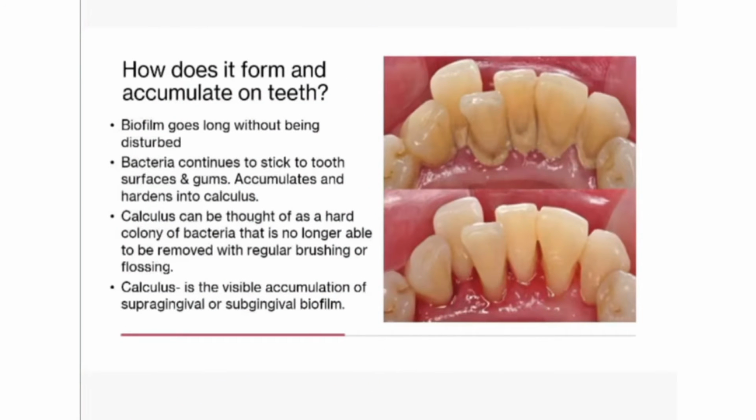When bacteria goes long periods of time without being disturbed and the bacteria continues to stick to the tooth surfaces and gums, the accumulation eventually hardens into calculus. The visible accumulation can happen supragingival, meaning above the gum line, or subgingival, meaning below the gum line. Calculus buildup can be mechanically removed during a regular dental cleaning visit.